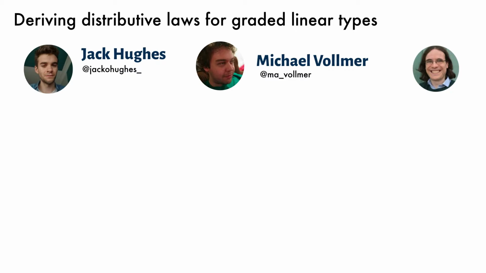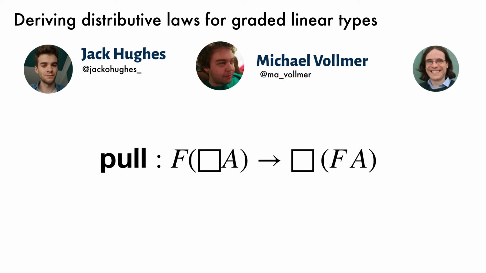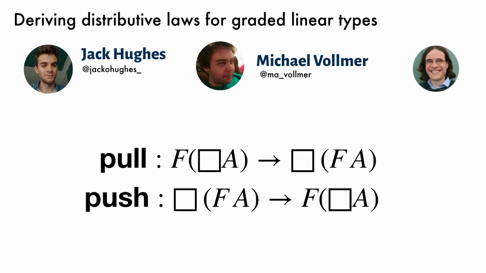So then what you need is what's called a distributive law, which is going to interface these 2 bits of code. So a pull distributive law in this setting would be taking some value of a data type F, say lists, with boxed A on the inside, and we want to pull out that box onto the outside to get box F of A. And dually, a push distributive law would be pushing the modality on the inside, a box F A, turning that into an F box A. And of course, we also want to do this in a graded setting, not just in a regular modal setting.